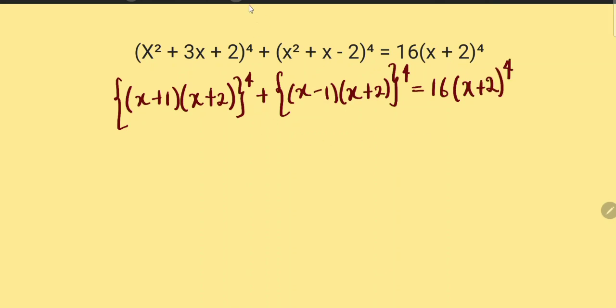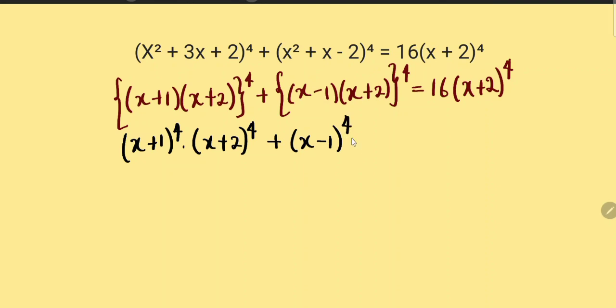We should not forget that this power belongs to the whole expression, to the two binomial expressions there. So it means that power will be distributed on each expression. That is x plus 1 all raised to the power of 4 multiplied by x plus 2 all raised to the power of 4. Then plus, let's do the same thing. We have x minus 1 all raised to the power of 4 multiplied by x plus 2 all raised to the power of 4, then is equal to 16 into x plus 2 all raised to the power of 4.